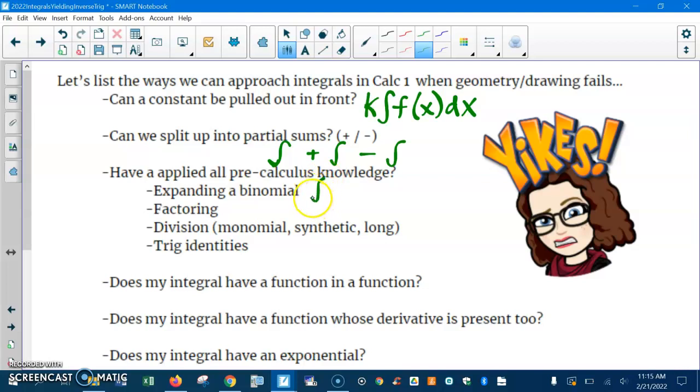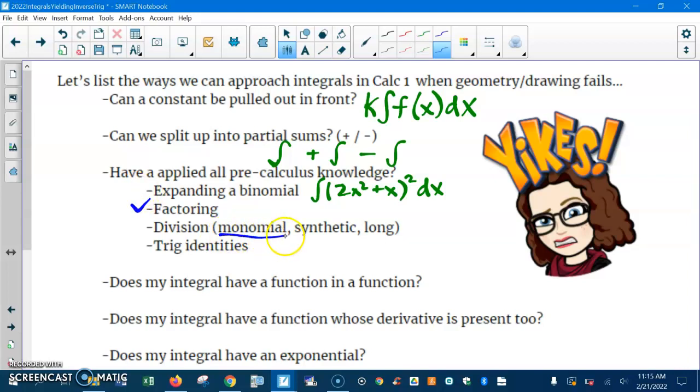What if we expand a binomial? For instance, we would have something like 2x squared plus x all to the second power. So AP expects us to be able to write that as 2x squared plus x times 2x squared plus x and do all the distributing. Have we factored? Can we possibly factor something that's inside of an integral to make it a little bit more simple? Can we use division?